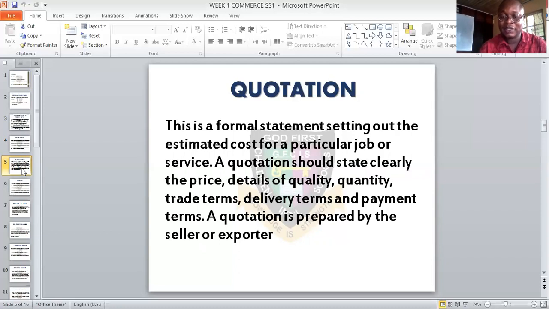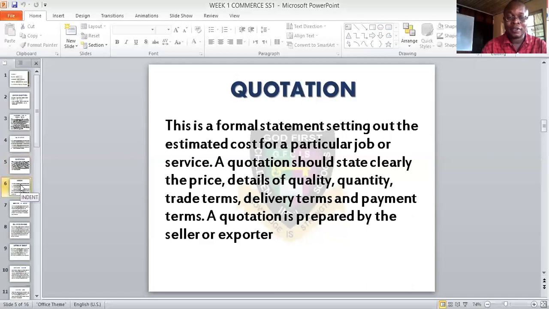A quotation can be prepared by the seller or the exporter. This will be given to the buyer, or you can call it the purchaser, to know the cost of that commodity or goods.